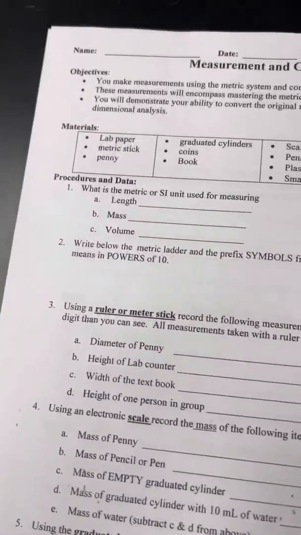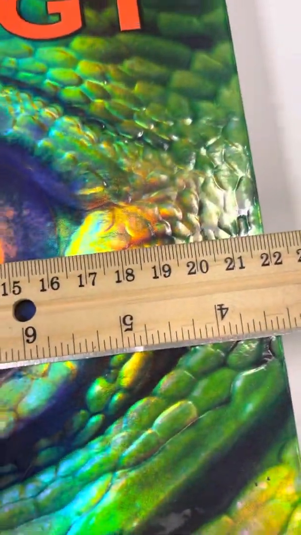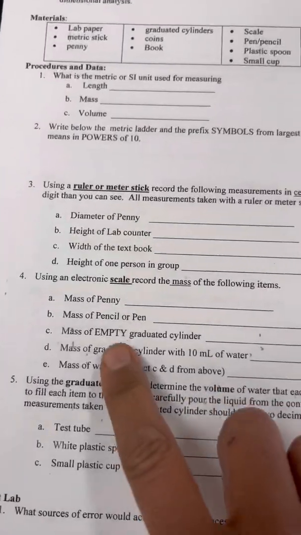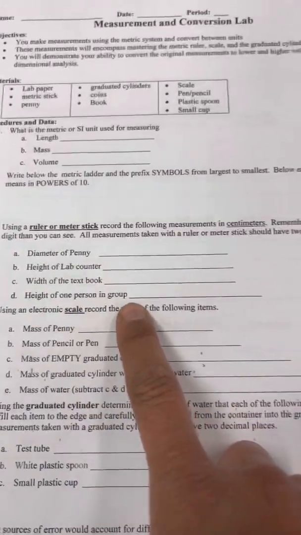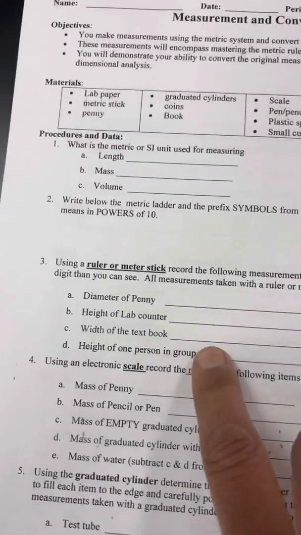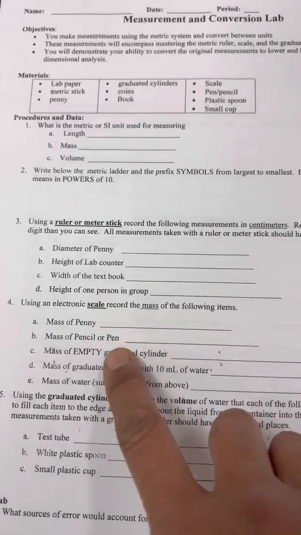The width of a textbook. So next one, measure the width right here, 22.0 centimeters. Okay, the next one, the height of one person. I took my height, I was at 170 centimeters. No problem. Okay, now we're going to move on to this section right here.